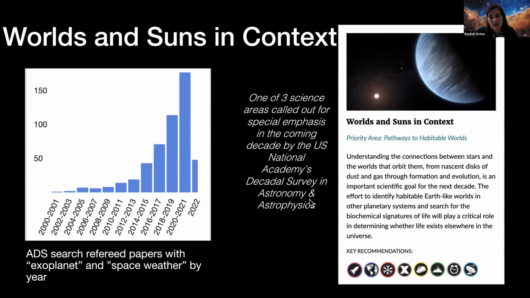And one of the particular emphases of the decadal was setting up a suite of facilities and telescopes that can probe the identifying of habitable Earth-like worlds and understanding that in its entirety and in its complexity. And their recommendations for this particular science theme span the electromagnetic spectrum from X-rays, infrared, optical, UV, radio, millimeter. And so that's what the icons at the bottom of that screen are.